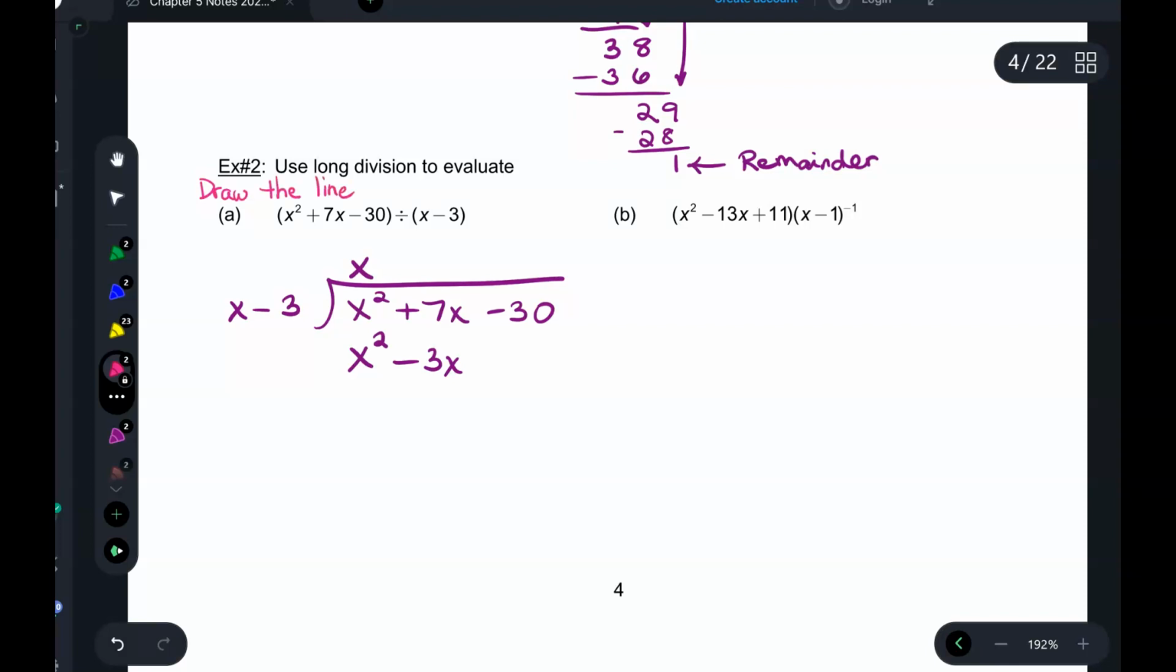Is there an easier way to do these? No. Is there like a trick? Well, yeah, there is. That's a different method, but not with long division, no.